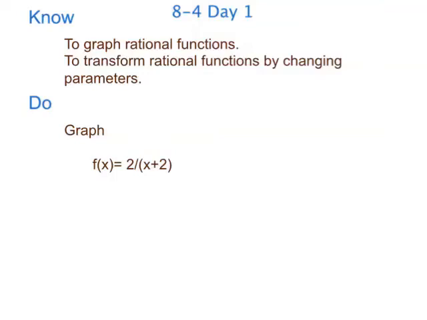For the last 5 class periods, we have been looking at how to simplify and then solve rational functions. Today we are going to learn how to graph them, and we're also going to learn some transformation rules for graphing these functions. Our do-now today is f of x equals 2 over x plus 2. So in about 30 minutes we're going to know how to graph this function using some transformation rules.